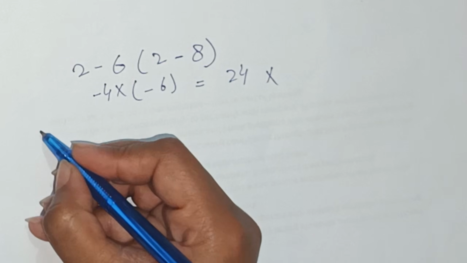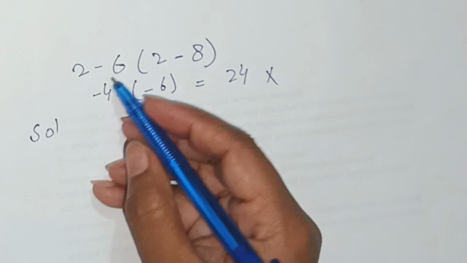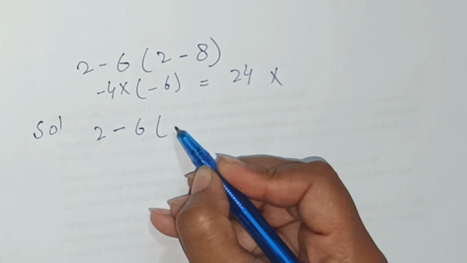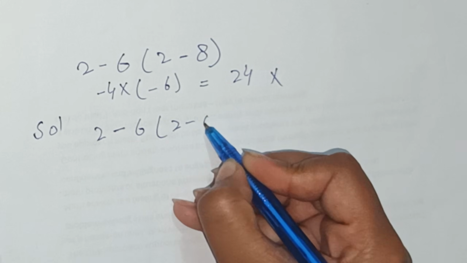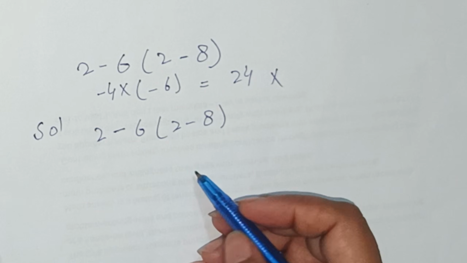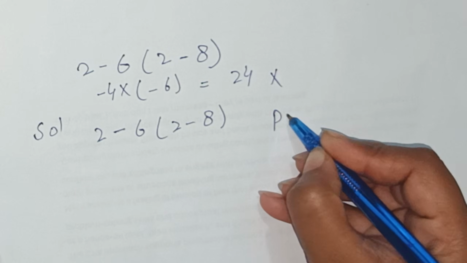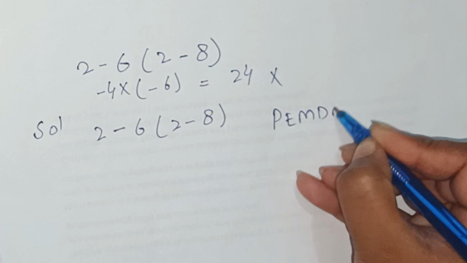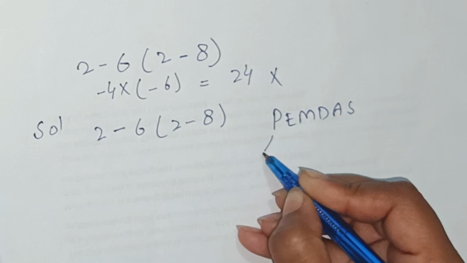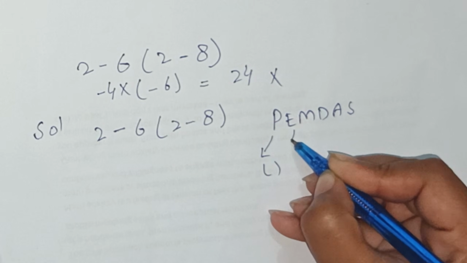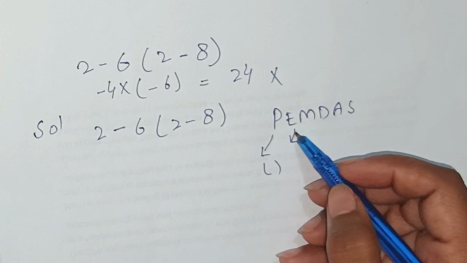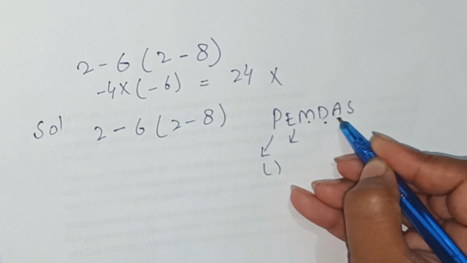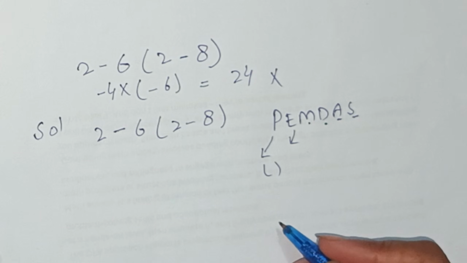But this is not our answer. Now look at the correct solution. We have 2 minus 6, in a bracket we have 2 minus 8. To solve this question, we recall the PEMDAS rule. So P stands for parenthesis, E is exponent, M is multiplication, D is division, A is addition, and S is subtraction.